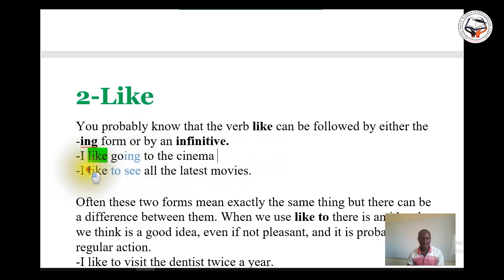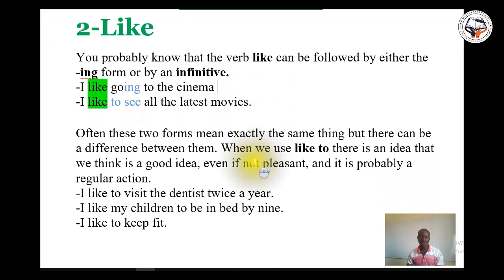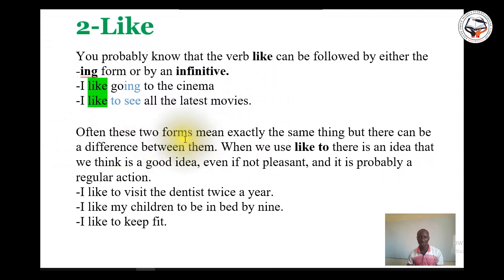We like to see all the latest movies. Often these two forms mean exactly the same thing, but there can be a difference between them. When we use like to, there is an idea that we think it is a good idea, even if it's present, and it is probably a regular action.